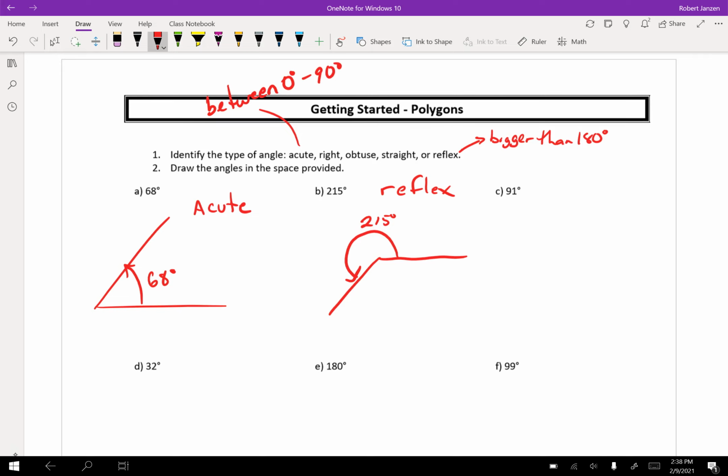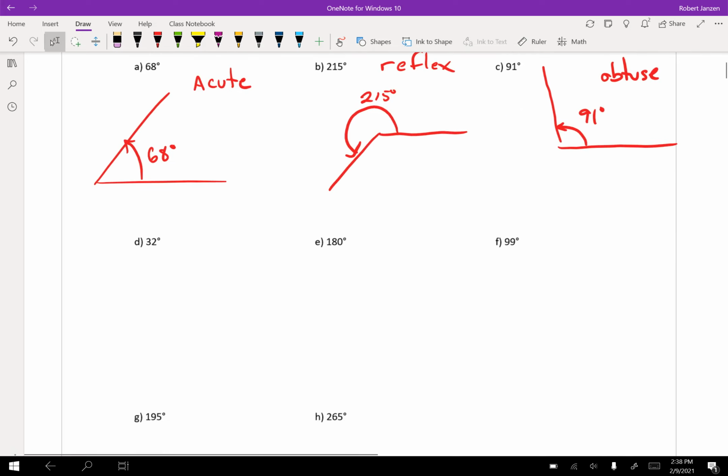Okay, and then the next one is going to be the obtuse. Okay, obtuse is from 90 to 180 degrees. So 91 is going to be just a little bit more than perfectly 90 degrees. So we're just going to say it's a little bit more like that. So that's 91 degrees. And this is an obtuse angle. Okay, so why don't you pause the video and see if you can do the next one, or the next few.